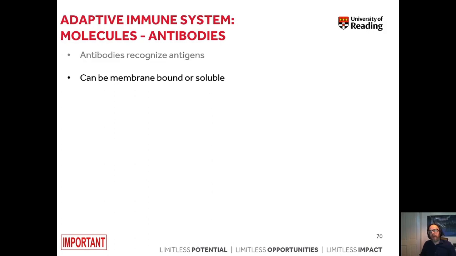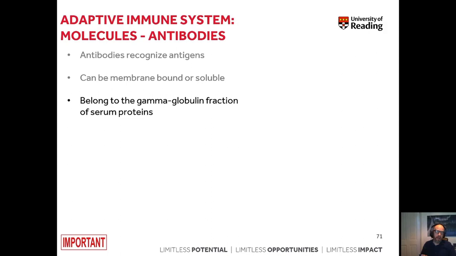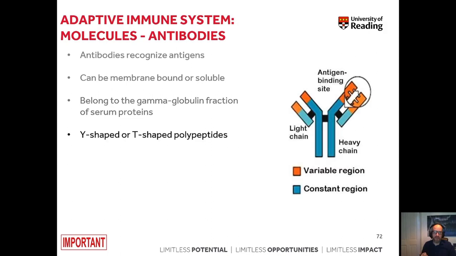Antibodies can be membrane bound or soluble, and they belong to the gamma globulin fraction of serum proteins. Antibodies are usually Y-shaped or T-shaped polypeptides, and what you can see here is a schematic view of an antibody. What you should recognize here is that antibodies have two identical heavy chains. Those are the chains depicted in light blue. There are also two identical light chains.